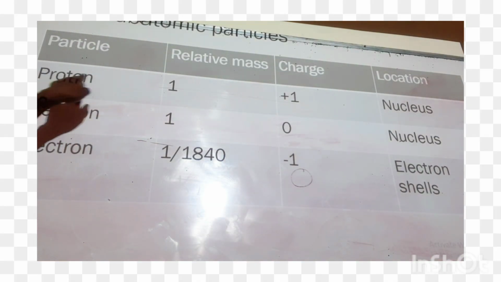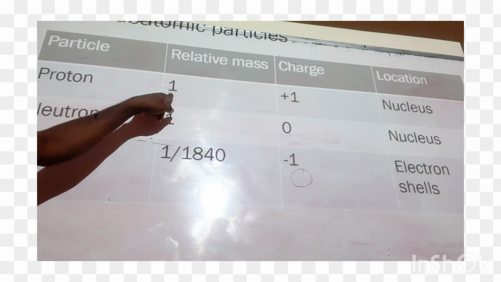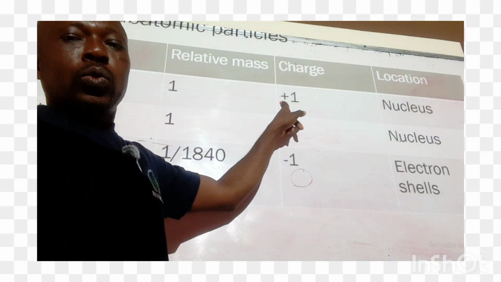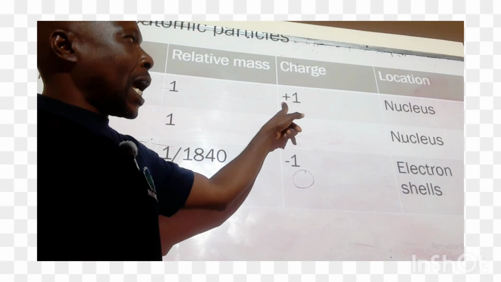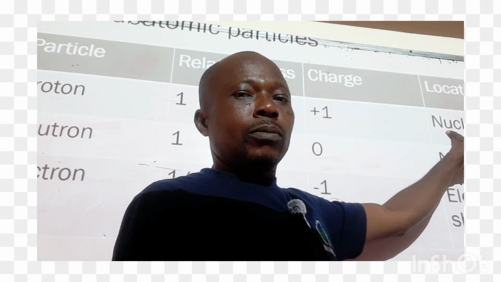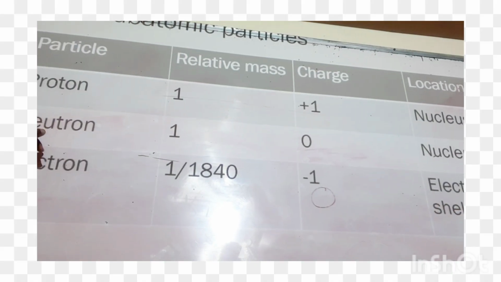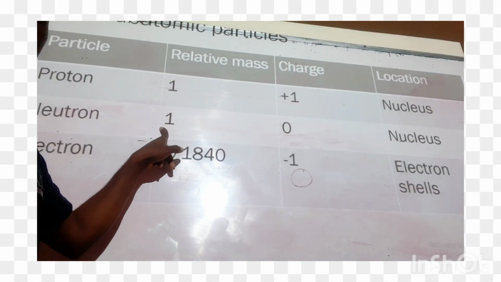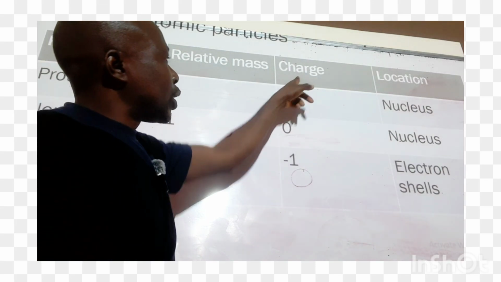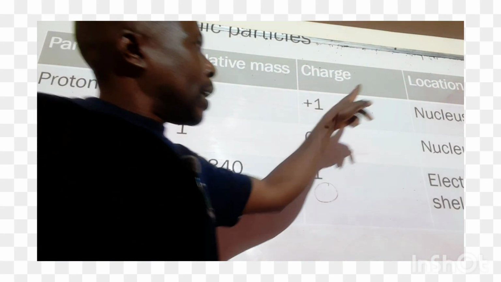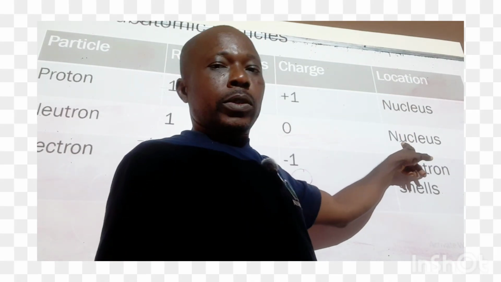The proton has a relative mass of 1 and a charge of +1, and is found in the nucleus of the atom. The neutron has a relative mass of 1, a charge of 0 or neutral, and is found in the nucleus.